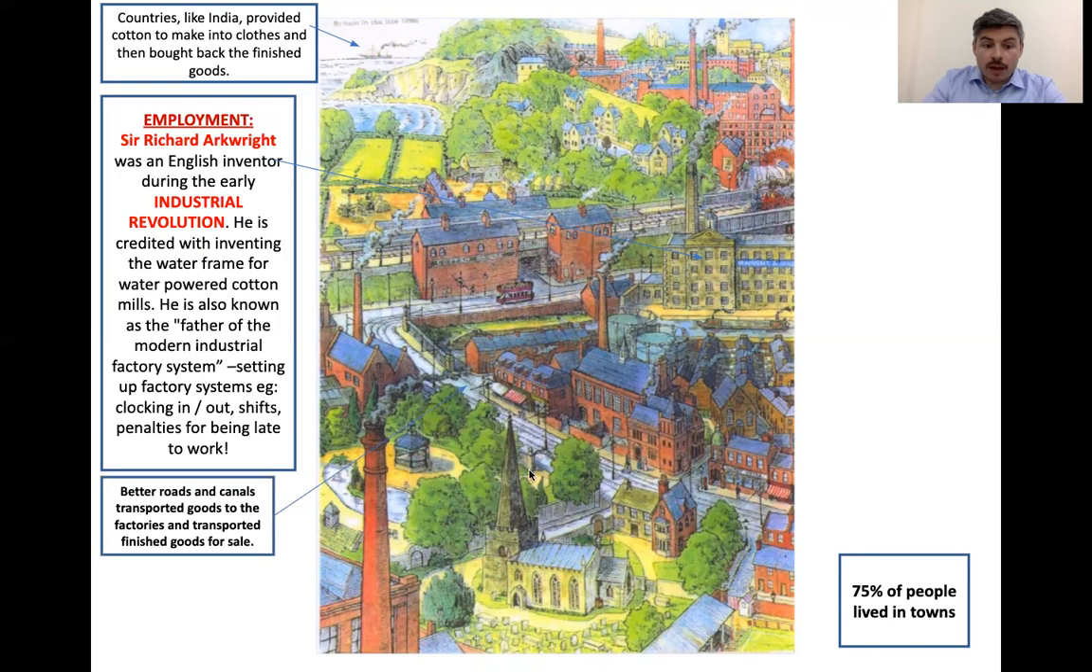Transport, better roads, canals, transported goods. You can see that clearly on the image. We're seeing better railroads, we're seeing early trams, we're seeing canals that can use boats to transport goods. So much more transport connection.